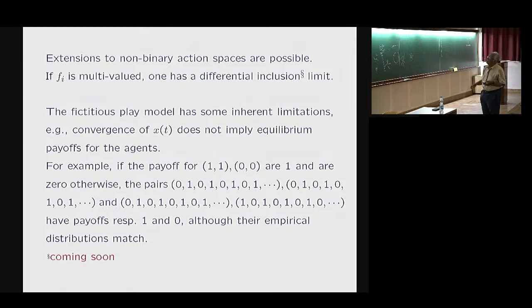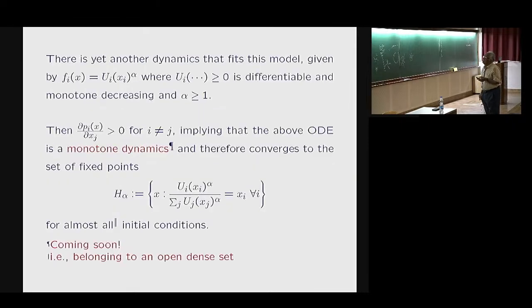That leads to some complications, as I mentioned. So this was one other. This is again congestion games, very specific to that. Here u_i(x_i)^alpha is some kind of utility function which decreases with x_i, which makes this what's called a monotone dynamics.